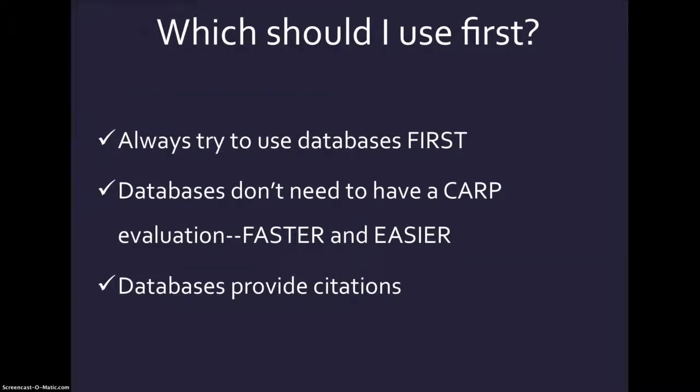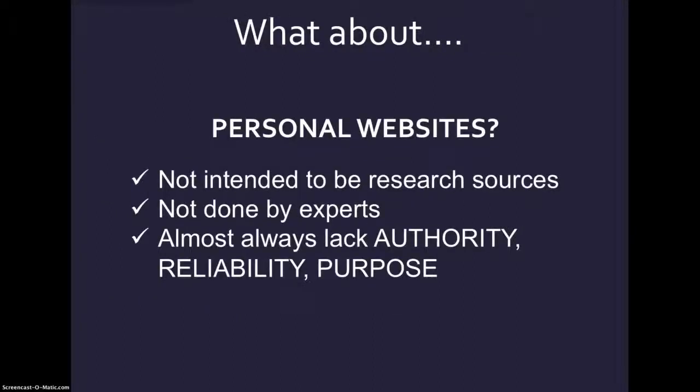You should always try and use databases first for several reasons. First, databases don't need to have a CARP evaluation, so this can speed up your research process by hooking you up with credible information. Databases also provide citations. That will also save you a step because you don't have to do works cited for the information that you find. So databases are a much more powerful way to do research, and you should always try to use those before you use websites.